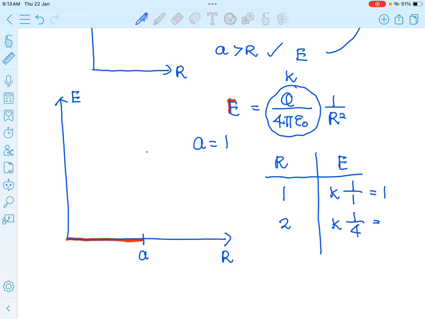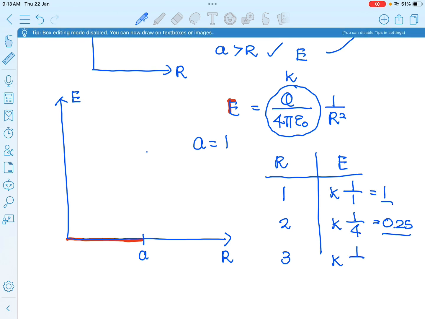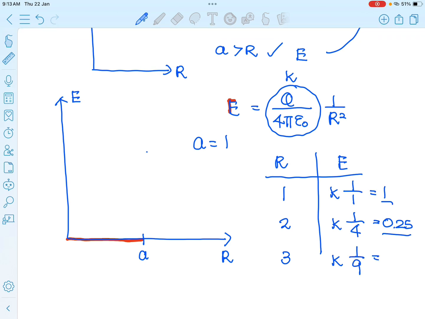You can see that the value is dropping from 1 to 0.25K, and at 3 it is 1 over 9, the value is dropping again. So we know that it is dropping like this. It's not a straight line but a curve, because you see that it's not making a straight line. So we draw a curve over here.